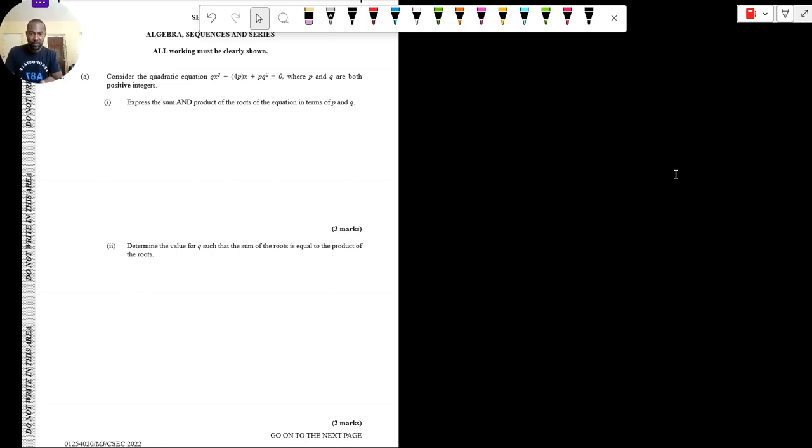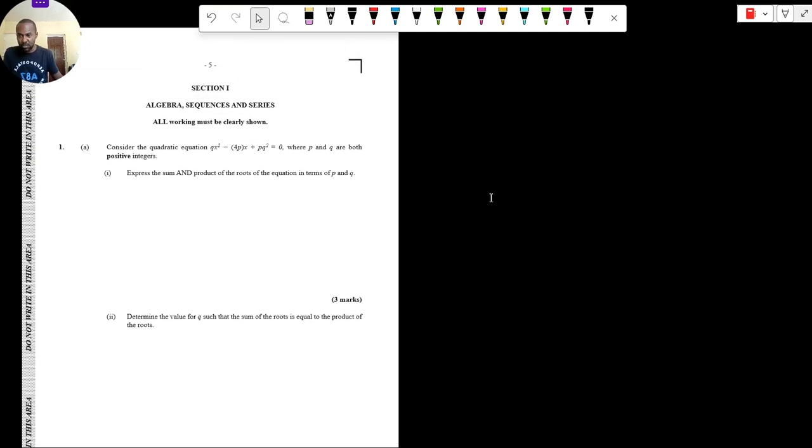In this session, we'll be looking at some past paper questions from CSEC Admaths from June 2022. All right, so we will begin with section 1, which deals with algebra, sequences, and series.